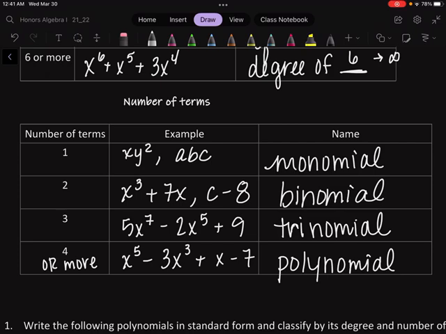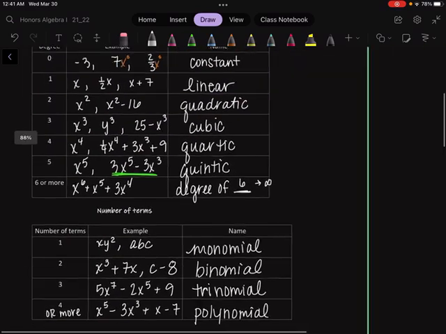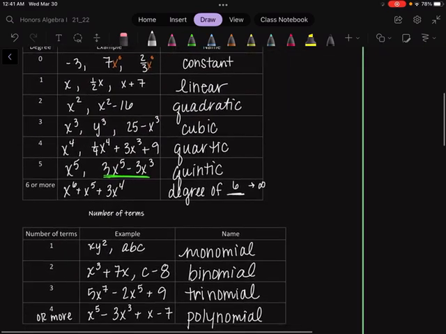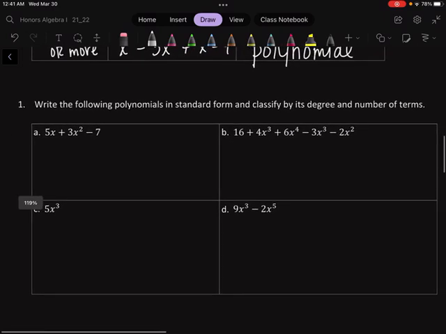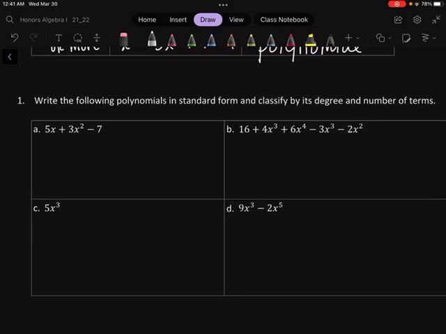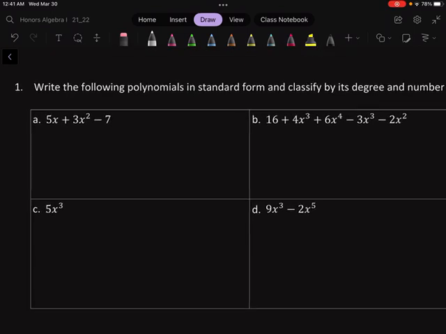So we're going to put the degree and terms together, and we'll be able to name or classify any type of polynomial. So let's get at that. First, we're going to write it in standard form and then classify it by its degree and number of terms. So this is not in standard form. Part A here. To get it in standard form, I would need to do greatest to least. So I have 3x squared plus 5x minus 7.